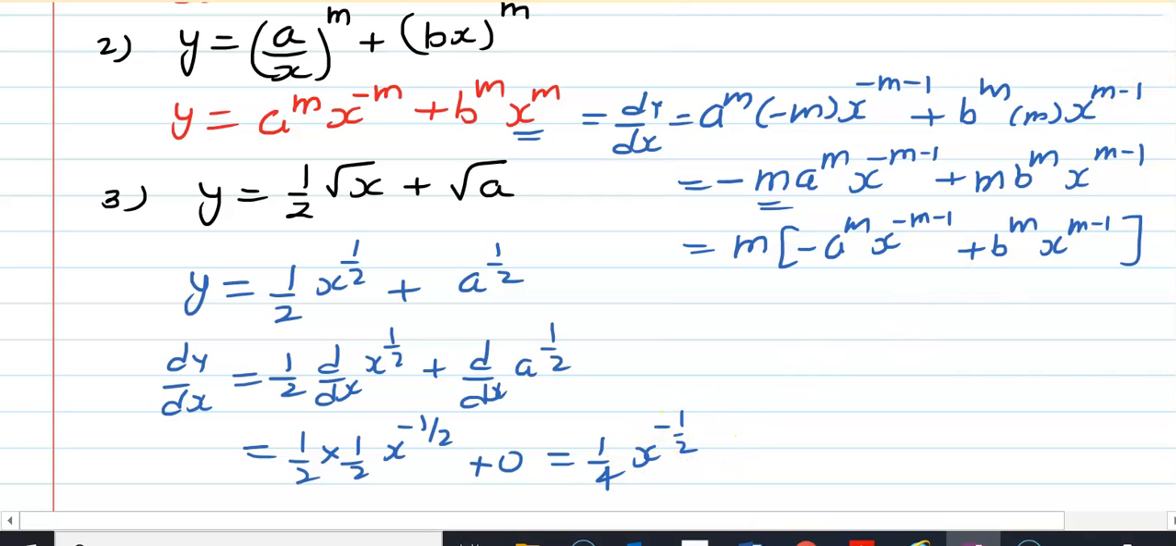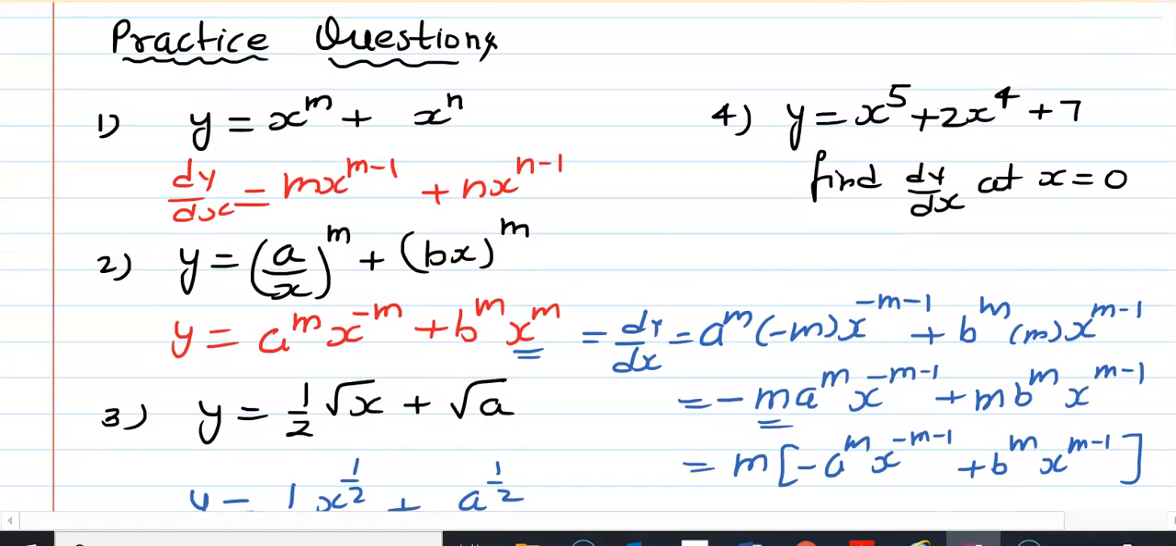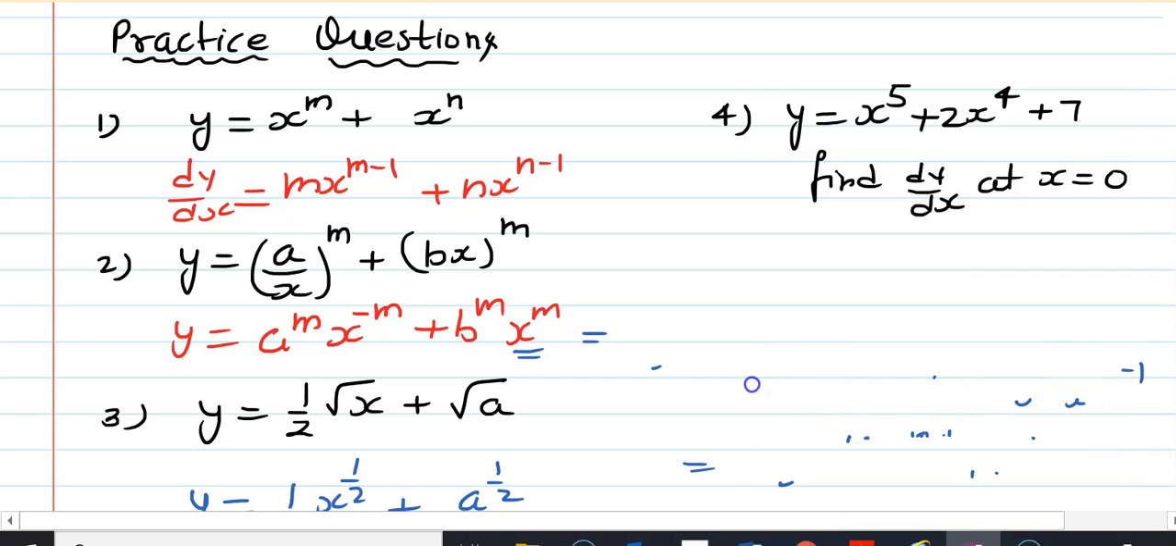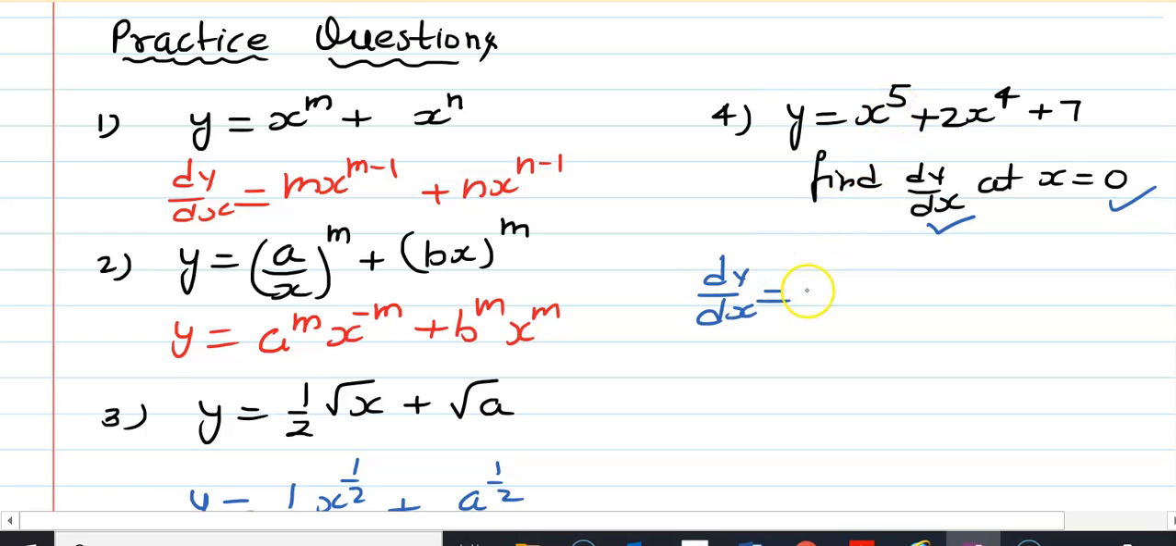Okay, let's go for the last question. Let's rub this part so that we can make some space, and then we can solve. Okay, so it's done. Here y is x to the power 5 plus 2 x to the power 4 plus 7. You need to find dy over dx at x equal to 0. So let's find dy over dx. This will be 5 x to the power 4. This will be 4 times 2, that is 8 x cubed, and d by dx of constant 7 will be 0. So let's write 0 here.